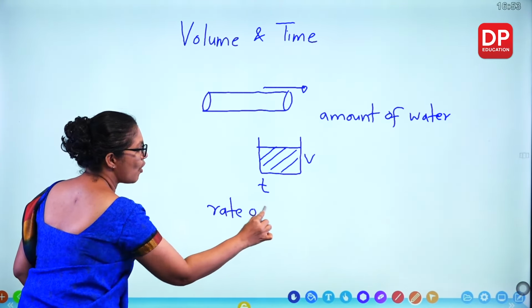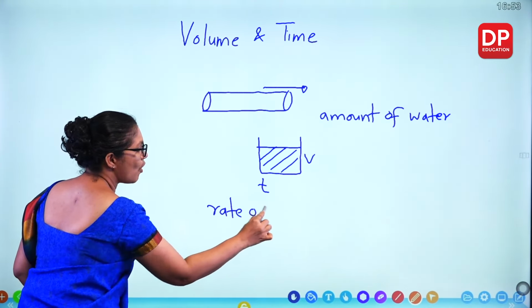Rate of volume is equal to the amount of water. So that means volume of water divided by the time taken to get this amount of volume. So this relationship is called rate of volume. Volume of water divided by time. So here, if you know the volume and time, we can find the rate.